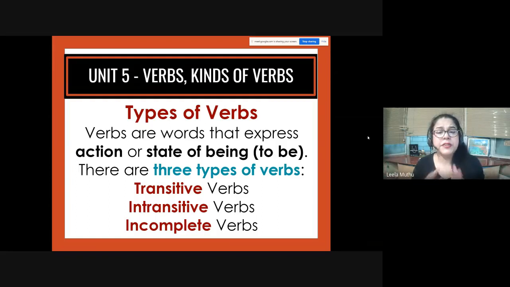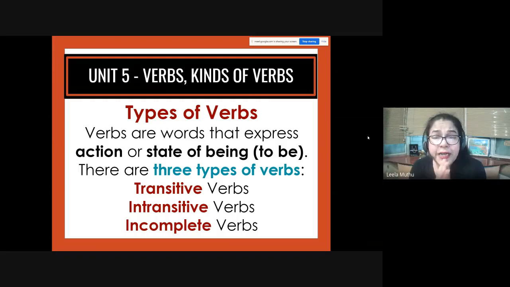Okay. So the three main types of verbs are based on actions and whether there are objects in the sentence or whether there are no objects in it. You have verbs which are transitive, intransitive, and incomplete. To understand transitive, intransitive, and incomplete verbs, you have to know what an object is.